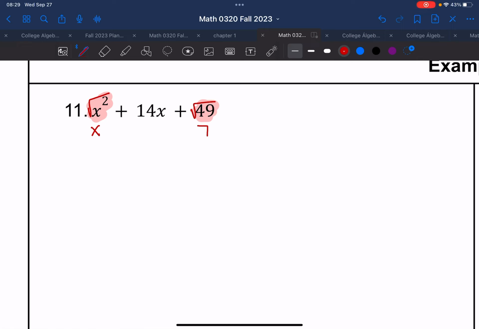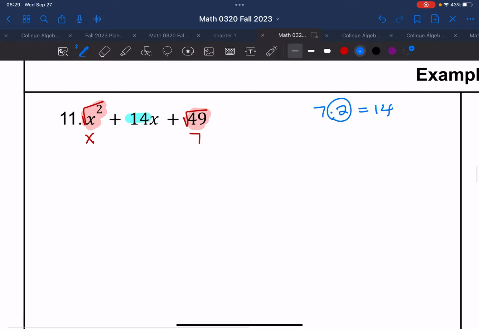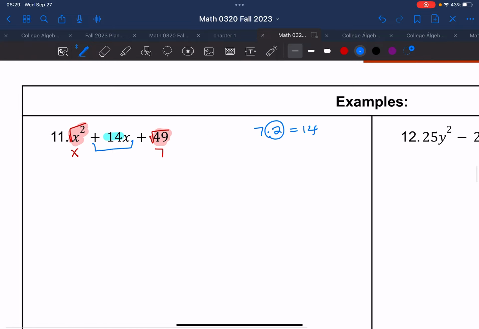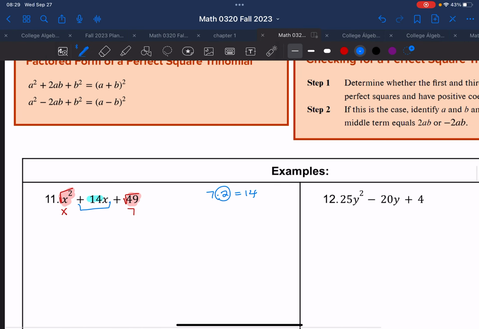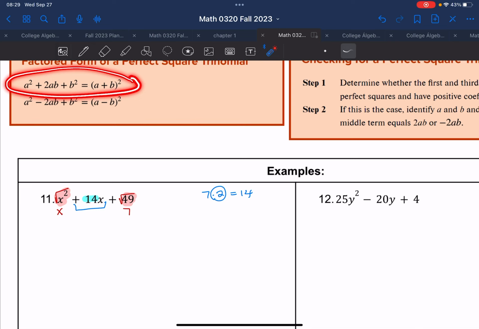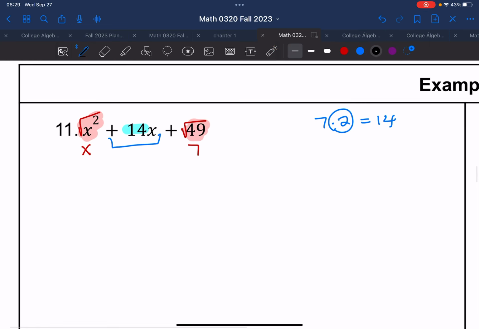Now we take that square root of 49, where we got 7, and we have to see if that middle term of 14 is double 7. Is 14 double 7? Yep, because 7 times 2 is 14, and that's what we're checking for. Since that middle term is also positive, we are looking at the formula right here at the top. So it matches this formula, which means our answer is going to be a plus b squared. So that tells us x plus 7 squared.